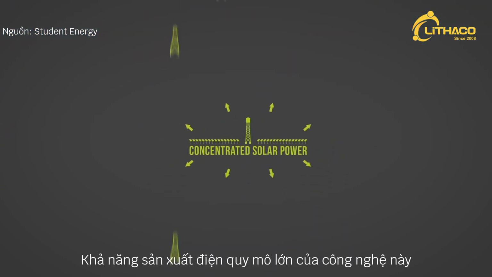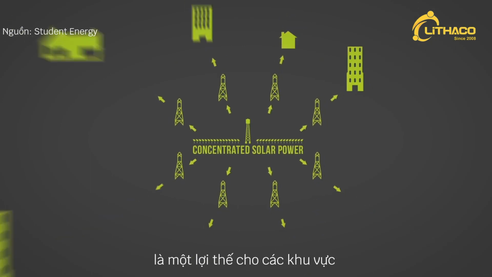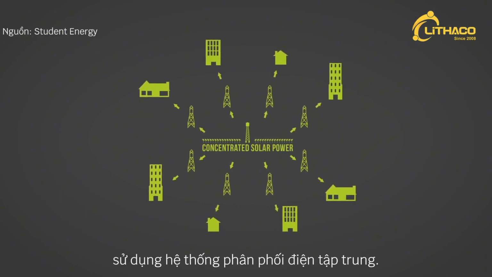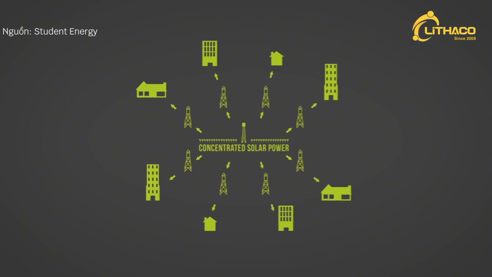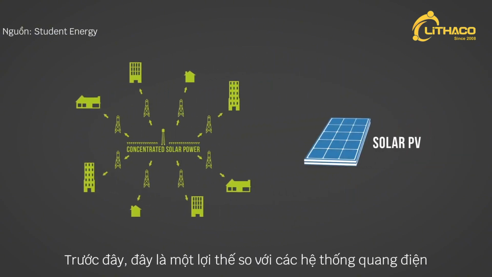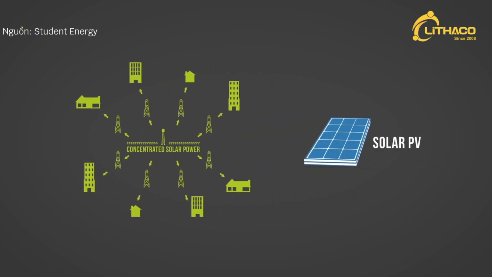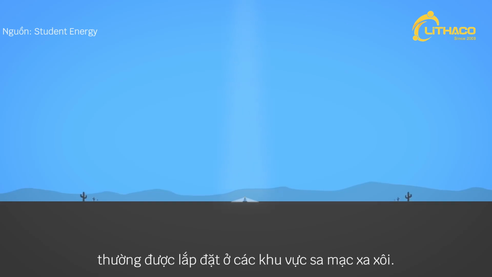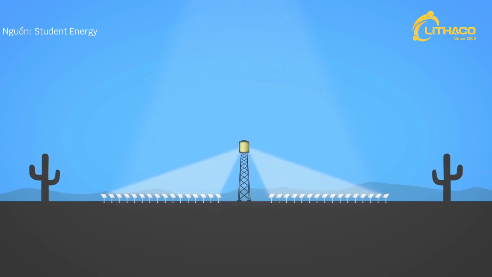The technology's ability to produce large-scale generation is an advantage for regions that utilize centralized electricity distribution systems. In the past, this was an advantage over solar PV systems. However, innovations in PV technology are challenging this notion. A key disadvantage to CSP is that installations are normally located in remote desert areas.